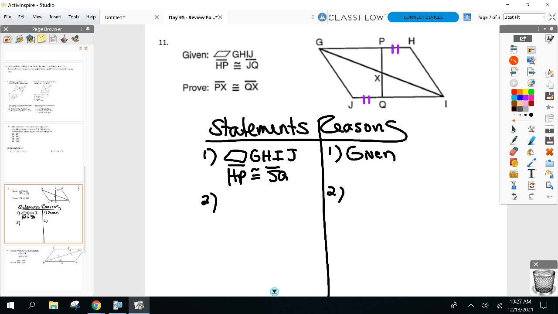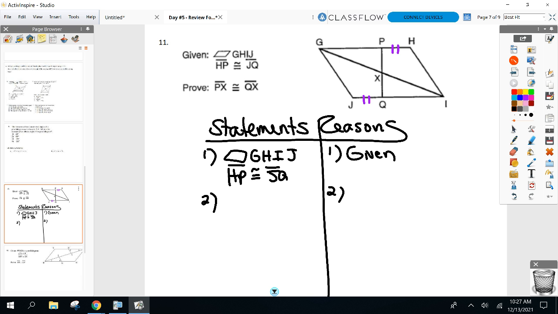What do you mean? What is a diagonal? It connects what? Vertices. Are P and Q vertices in that parallelogram? No. Don't go down that road tomorrow. PQ is not a diagonal. So GI is not getting bisected.